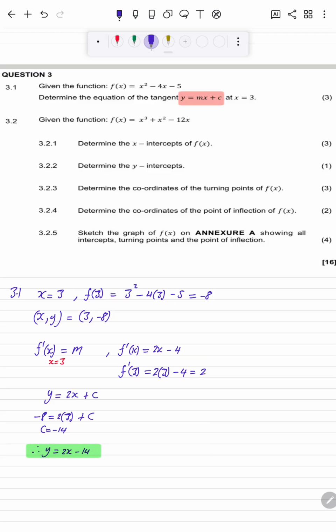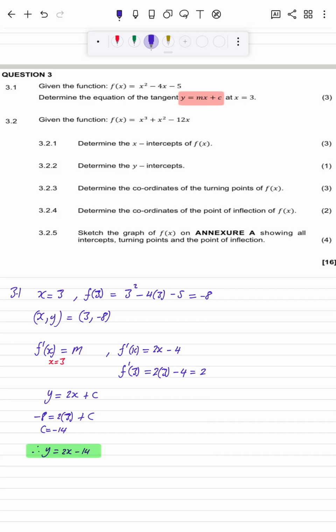When we engage live, we will expand more onto this, or I can also do a few recordings as well. But whenever you're looking for a tangent, it is a straight line. You need to know the gradient, and you need to know the value of c.